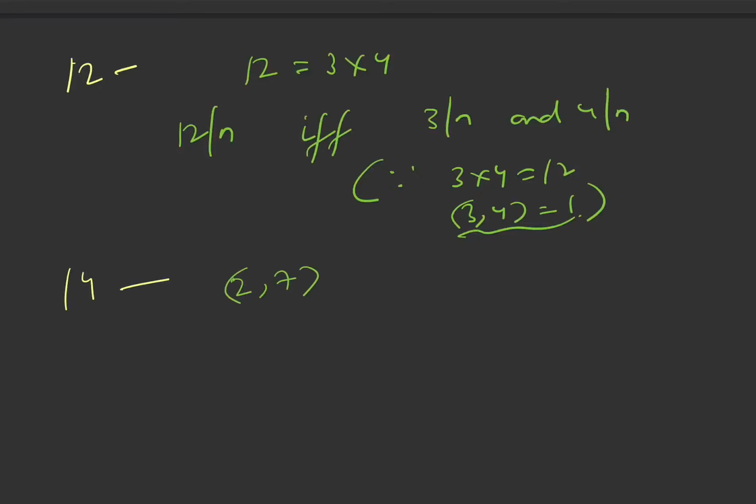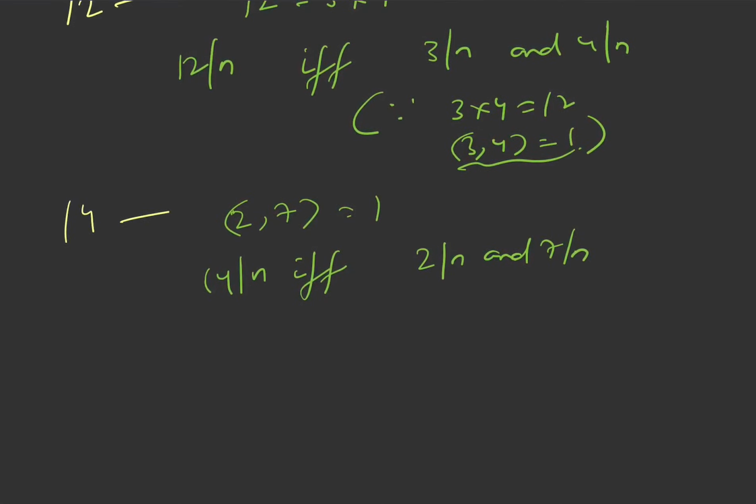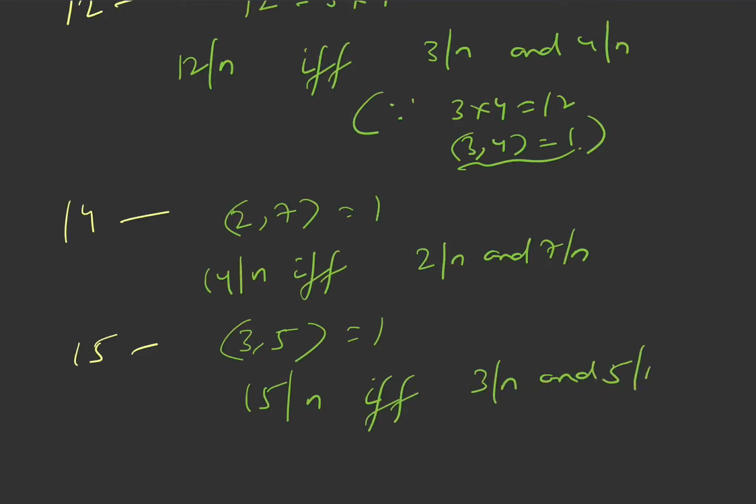Similarly, if I ask you divisibility of 14, then you can just check that it should be divisible by 2 and 7, because GCD of 2 and 7 is 1. So 14 divides n if and only if 2 divides n and 7 divides n, right? Similarly, if I take 15, then GCD of 3 and 5 is 1 and 3 fives are 15. So 15 divides n if and only if 3 divides n and 5 divides n, right? In this way you can find the test of divisibility of any number.